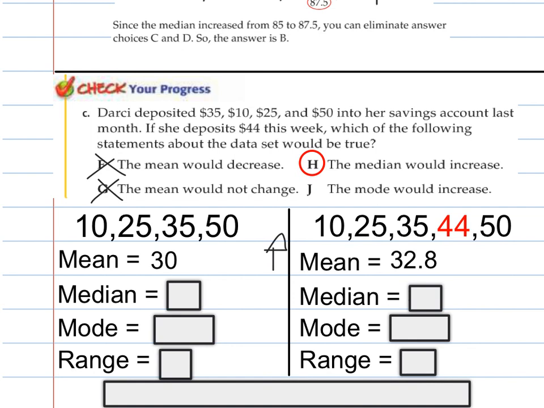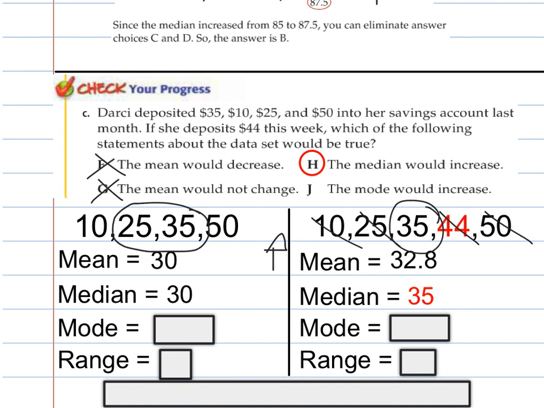Next, looking at the median, we're going to go through our data set on the original 4. We're going to have to find the mean of 25 and 35, which when we do that, we get 30. Jumping to our new data set with the added $44 deposit, crossing each side out, the number in the middle is 35. So our median is 35. So again, our median would increase. So far, H is looking like a strong contender.